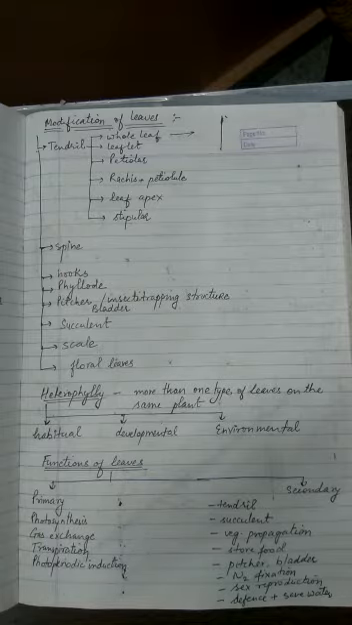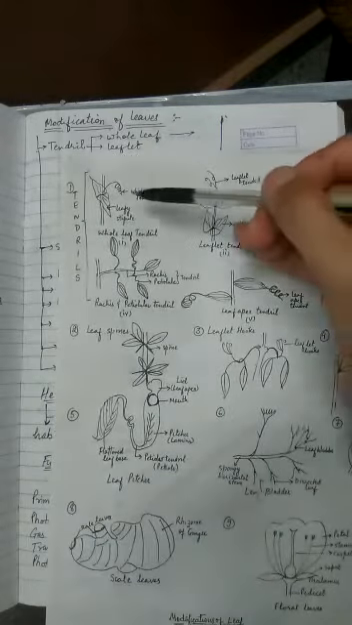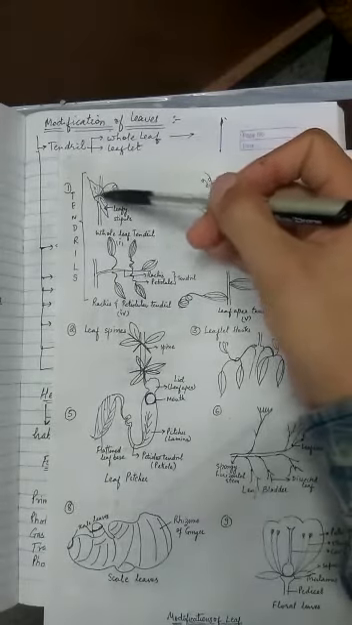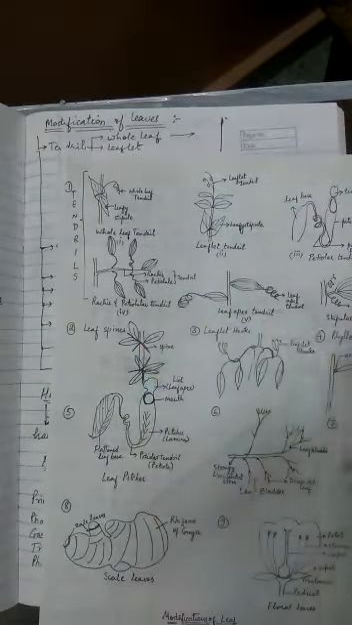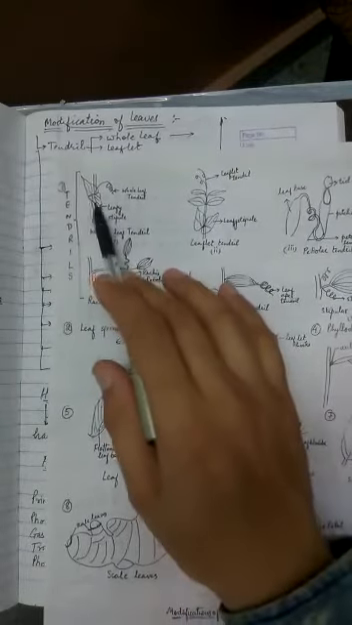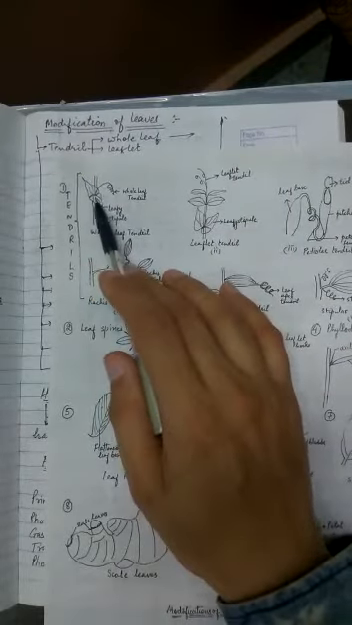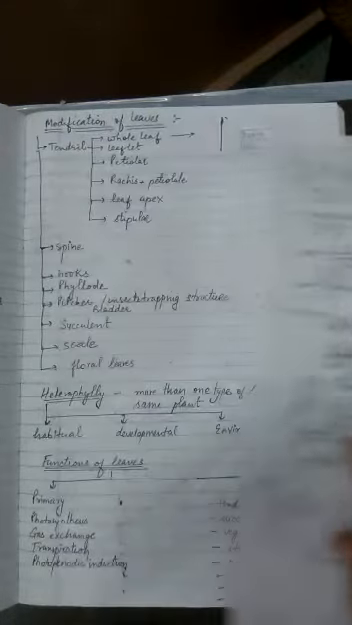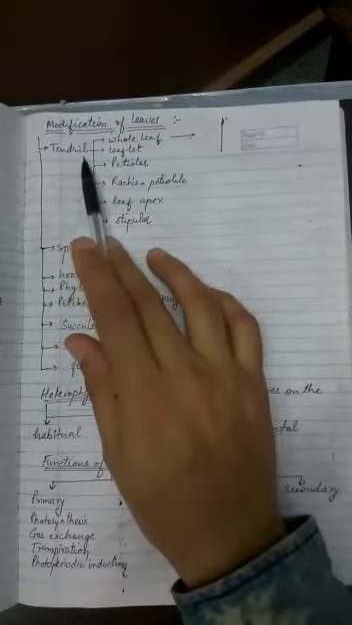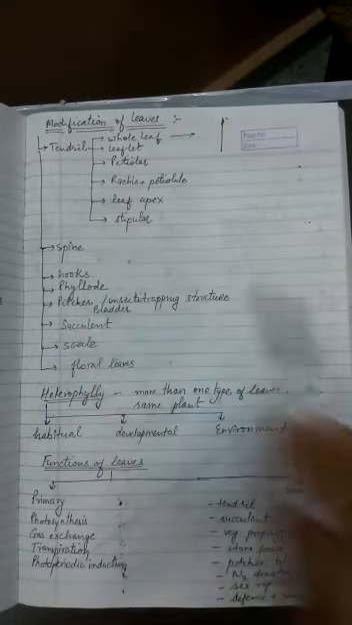Now the whole leaf may undergo modification, like in this case. You can see in this picture, the whole leaf, these are two stipules. Remember I told you foliaceous stipules. So there are some plants where you will find the stipules become like leaf, and leaf will turn into tendril. So the whole leaf has modified into tendril.